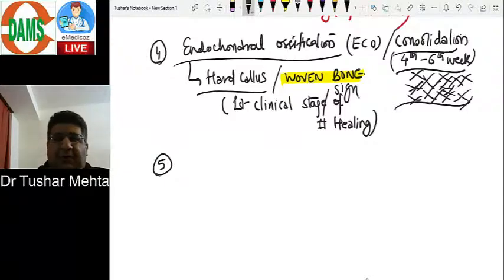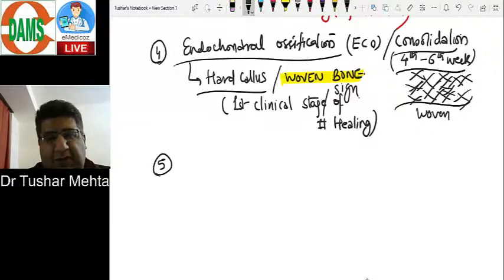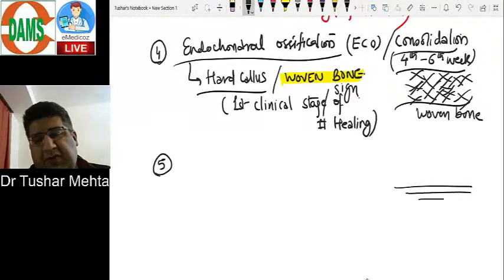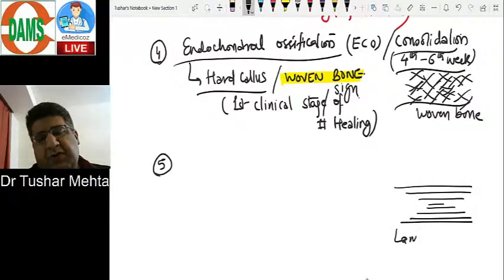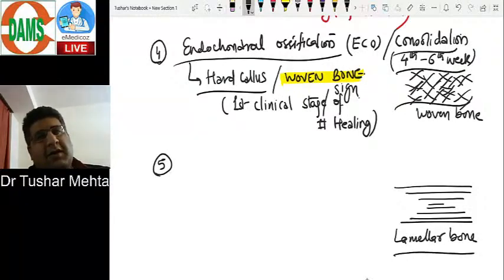Now, I told you in orthopedics, we have a law, bone ke badle bone. So, you might be wondering that, sir, you have got bone in place of bone. No, we haven't. I don't want this woven bone. Why? Because the bone which was fractured was not woven bone. The bone which was fractured was precisely lamellar bone.